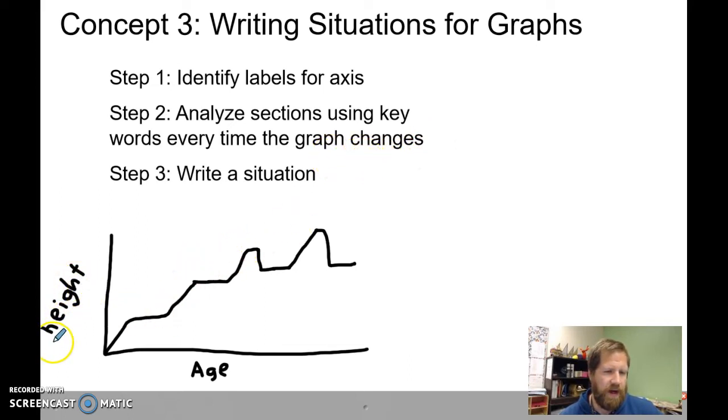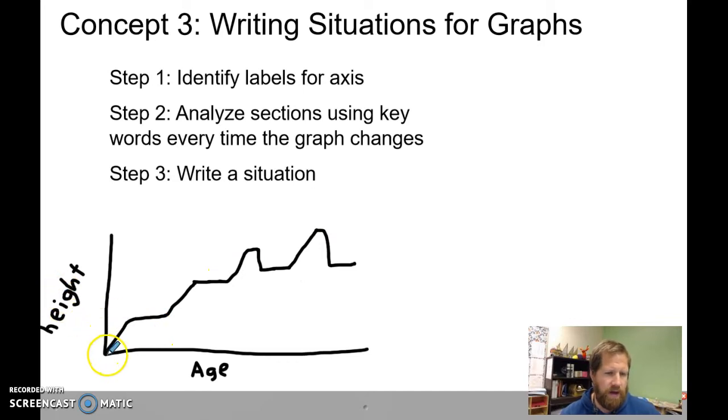So if I have height for my y-axis and I have age for my x-axis and my graph is continuous, this looks to me like something is growing as it gets older. This isn't height over time, this is age. So I think there's going to be something alive that's aging, that is growing over time.